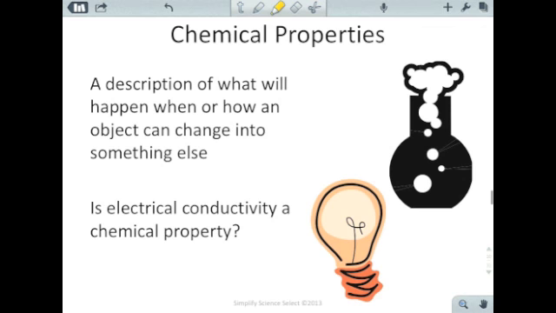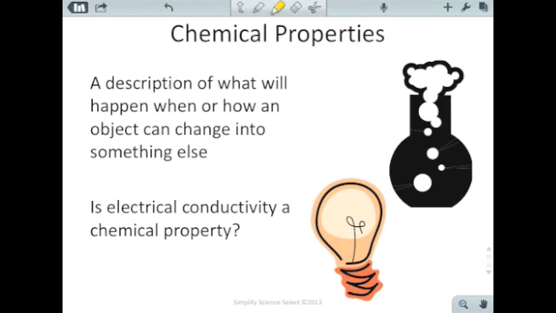What we see is chemical properties are a description of what will happen when or how an object can change into something else. Those are going to be our chemical properties. What we measured, what we looked at and observed qualitatively in the lab, were our chemical properties, and we saw everything reacting with each other.